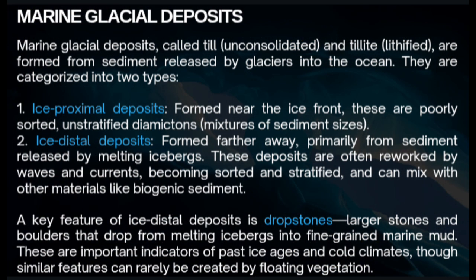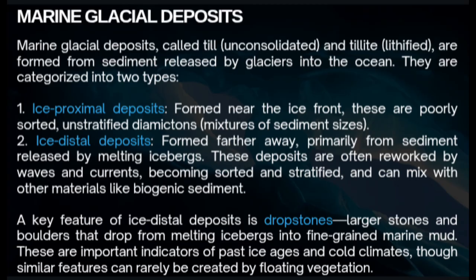And now we move on to marine glacial deposits. So marine glacial deposits called till and tillite are formed from sediment released by glaciers into the ocean. They are categorized into two types. The first one is ice proximal deposits. It is formed near the ice front. These are poorly sorted and unstratified diamictons.